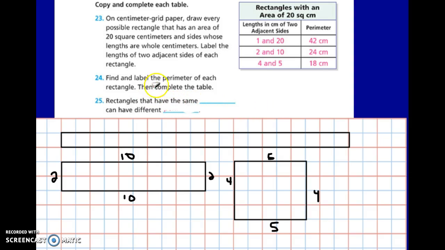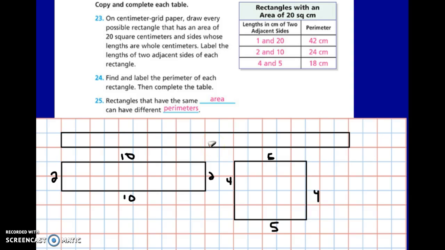All right, it says find and label the perimeter of each rectangle. Okay, we did that. Rectangles that have the same blank can have different what? Well, rectangles that have the same area, all of these rectangles have an area of 20, can have different perimeters. So they're not always the same, and that's a really big takeaway. The area can be the same, but the perimeters can be different. You'll see that all these different shaped ones, the areas are the same, but the perimeters are different.